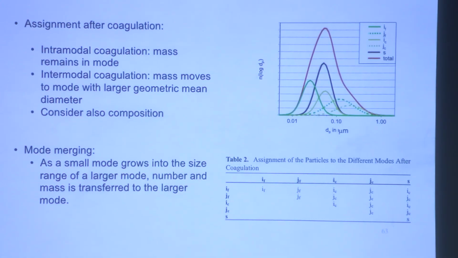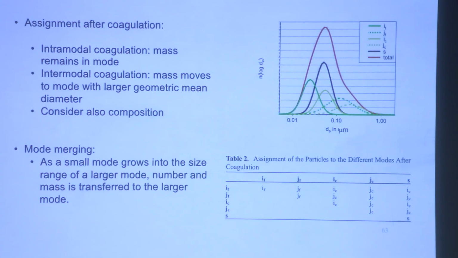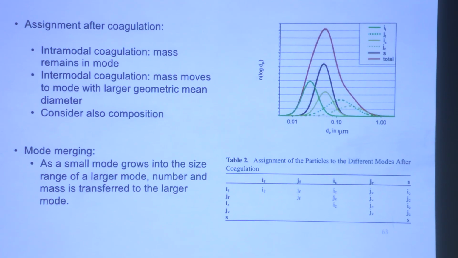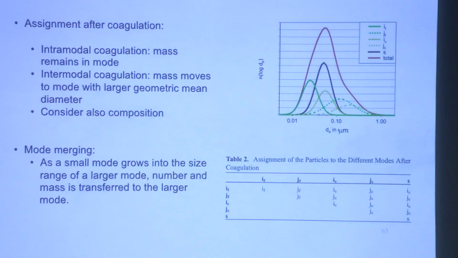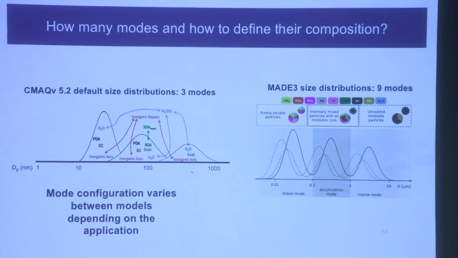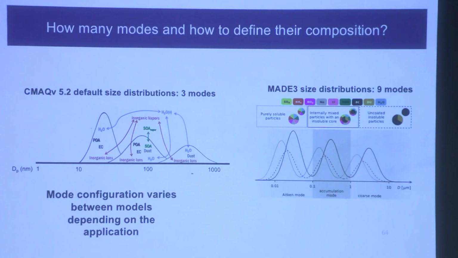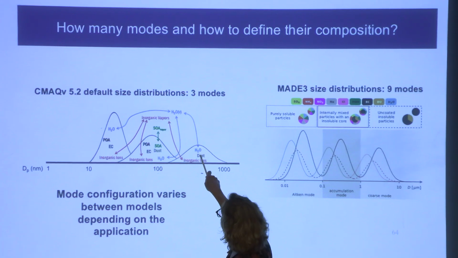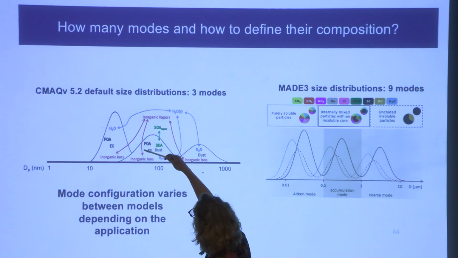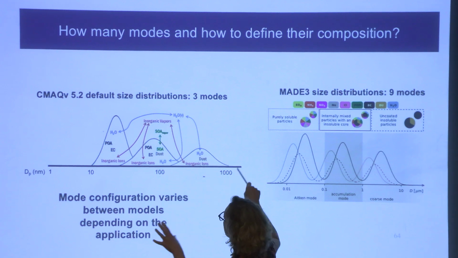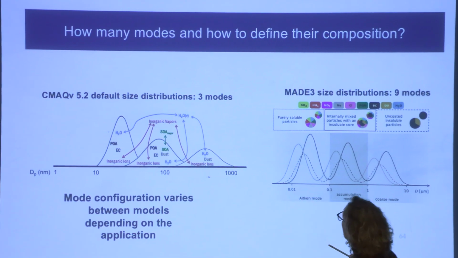And there are a few wrinkles to it. What do you do with coagulation, where you put things from one mode into the next mode? So that's where it becomes a little bit tricky, but people deal with it. And yeah, so different model approaches. This is the EPA model, has 3 modes, right? Different species can live in different modes, and so different processes happen in different ways.